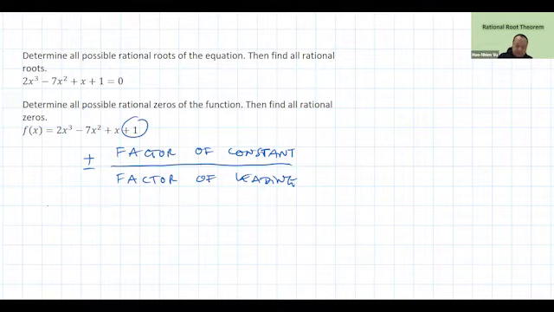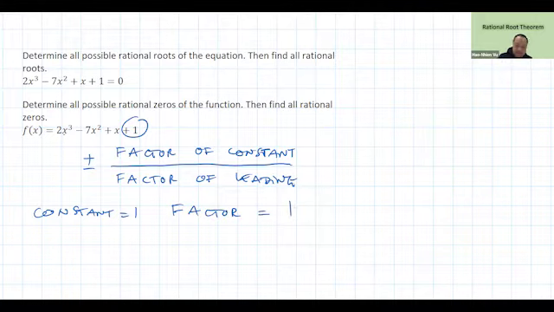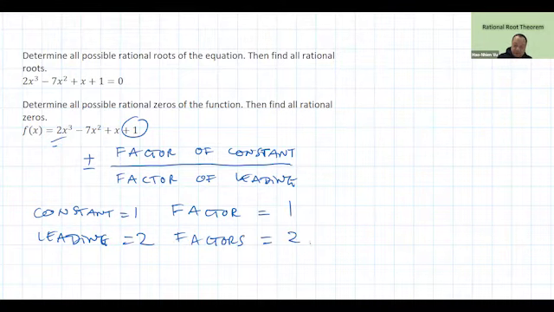Here, the constant is equal to 1, so the factor is 1. Leading is 2. So there are two factors, 2 and 1.